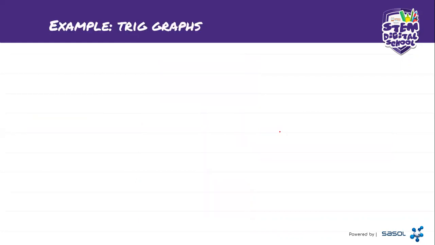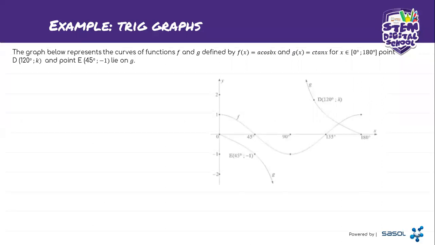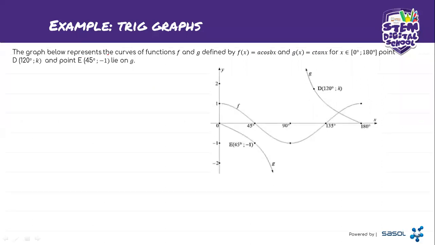Now let's get an example under trig function and see. All right. The first one says the graph below represents a curve of functions f and g defined by f(x) = a cos bx, and g(x) = c tan x, for x an element of 0 to 180 degrees. Point D (120, k) and point E (45, -1) lie on g.